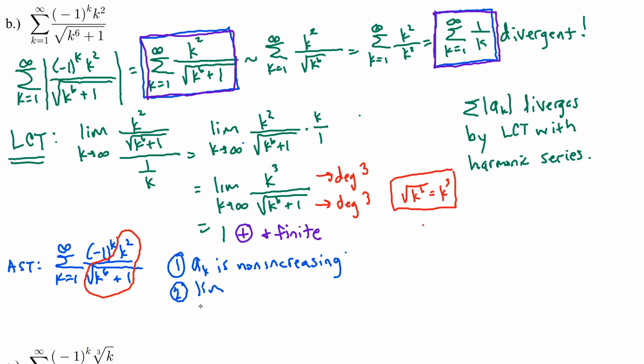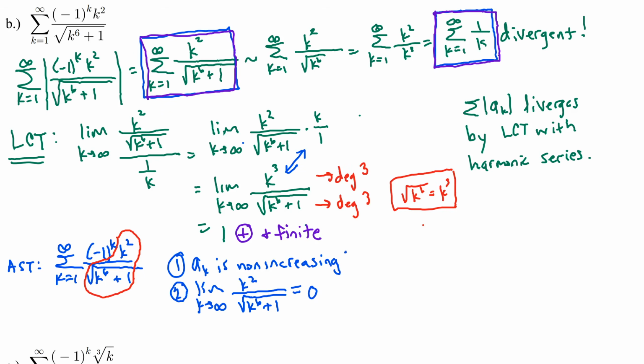The next thing we need to do is find the limit as k goes to infinity of a sub k. So we have k squared divided by the square root of k to the 6th plus 1. Now, once again, the degree of the numerator is 2. The degree of the denominator is 3. Again, different up here because remember we had multiplied by k, so this time we have a lesser degree in the numerator. If the degree of the numerator is less than the degree of the denominator, then the limit is 0.